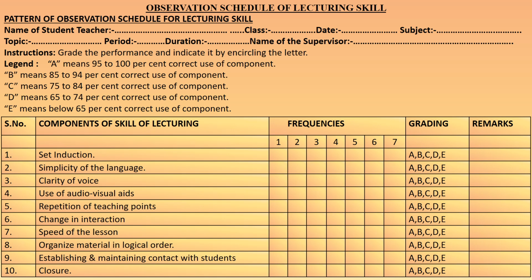After this, the observation schedule will be divided into 5 columns. In the first column, the serial number will be written. In the second column, the components of lecturing skill will be mentioned.